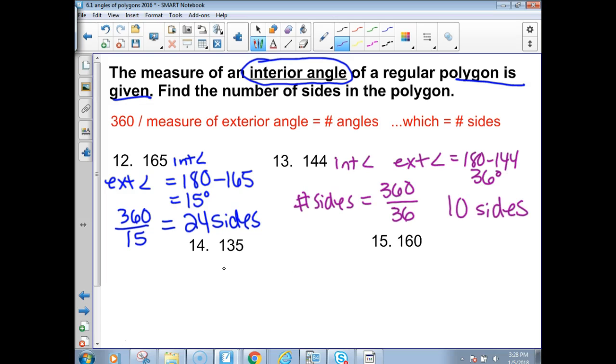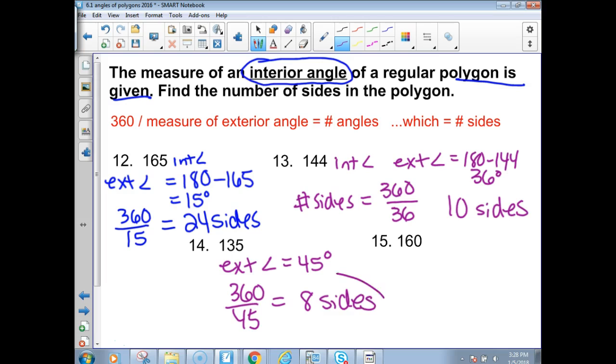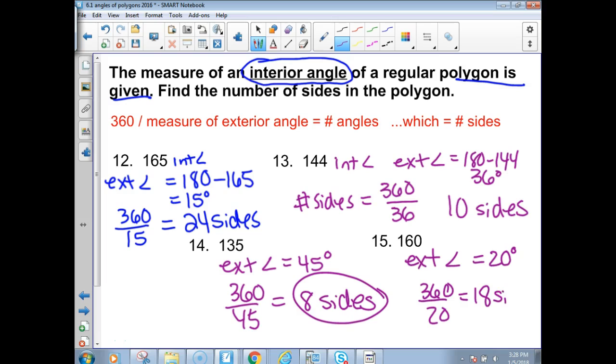Okay, let's do the last two here, and then I would like you to spend some time on questions in the packet. We basically got the information we need. What's an exterior angle if the interior is 135? 45? Okay, 360 divided by 45 is 8. Okay, so the figure has 8 sides. And if an interior is 160, the exterior angle would be 20. 360 divided by 20 tells me this thing has 18 sides.